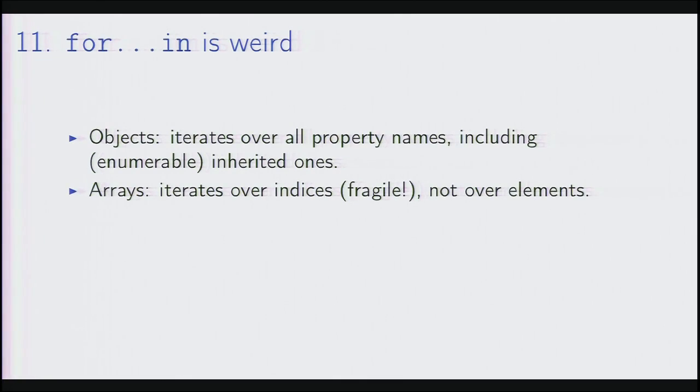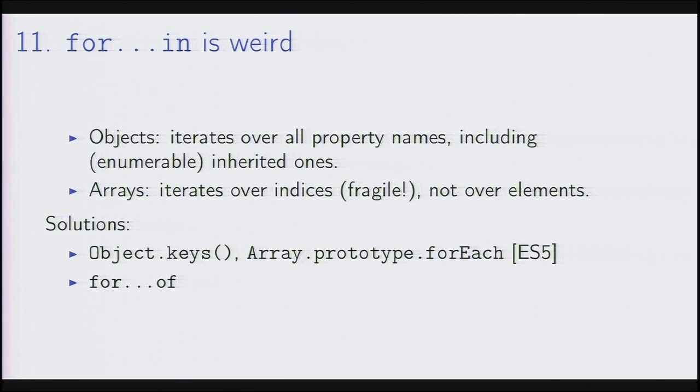For-in is weird. You probably shouldn't use it. When it iterates over objects, it includes all property names, including enumerable inherited ones. If you iterate over arrays, you iterate over the indices of the array, kind of, in a fragile manner. You don't iterate over the elements as you would expect. So there are two solutions. In current ECMAScript 5, you can use Object.keys and Array.prototype.forEach. Or you can use, again, the new for-of loop. That does many cool things, as I already said.